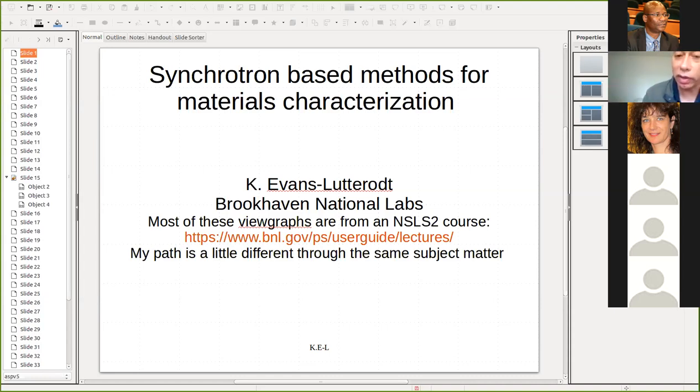So, let's just go in. And so this is what a synchrotron looks like. This is NSLS2, where I work. And it's in Long Island.